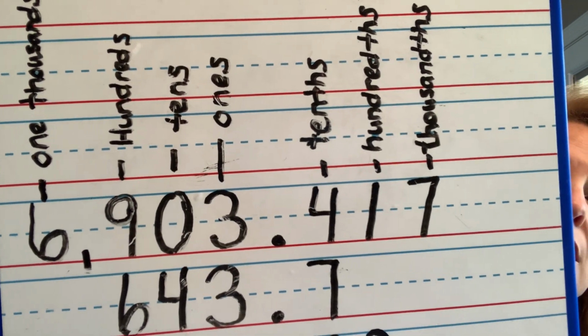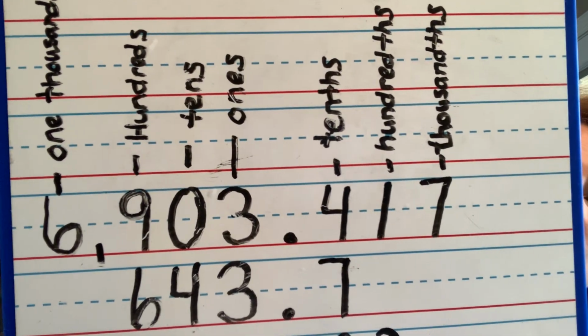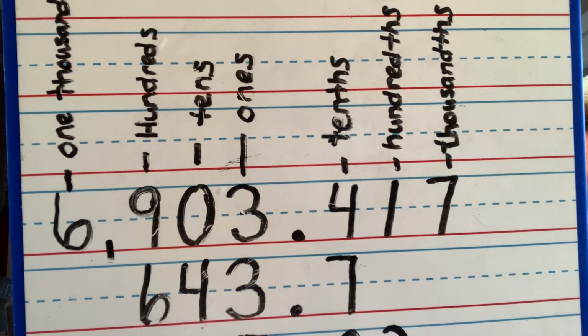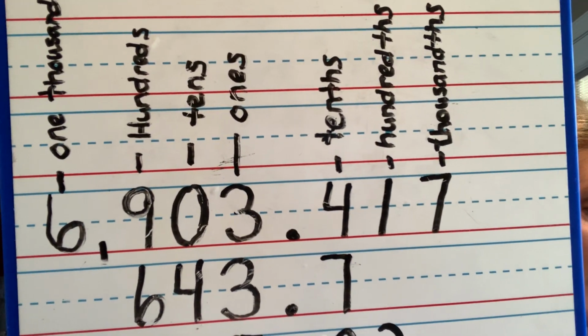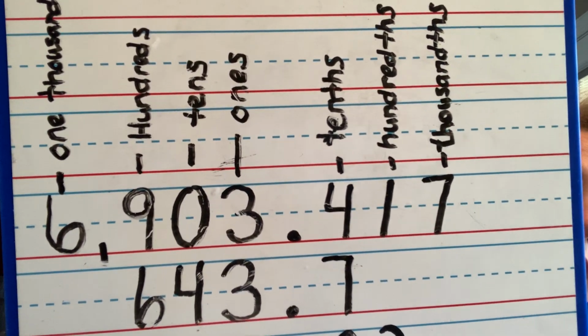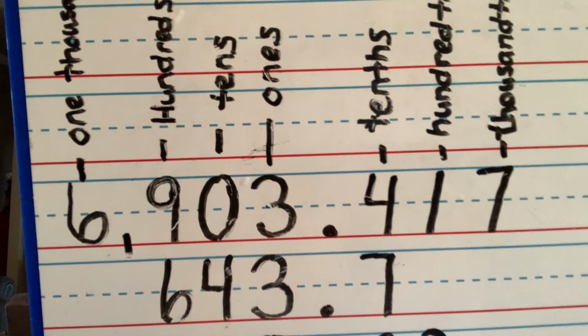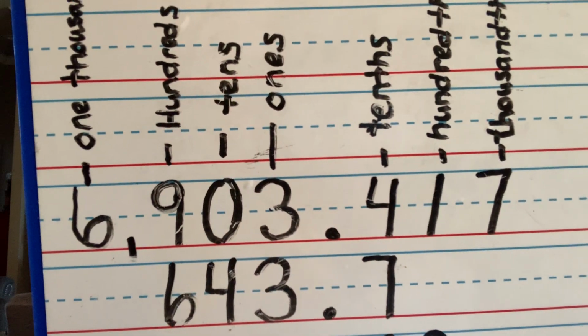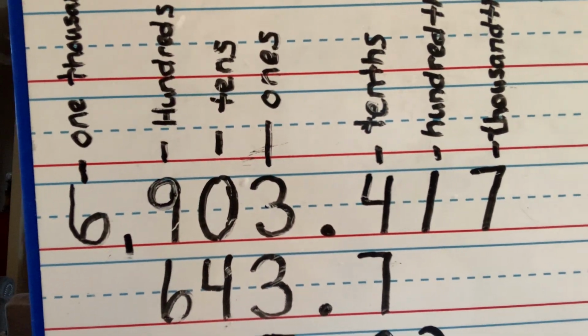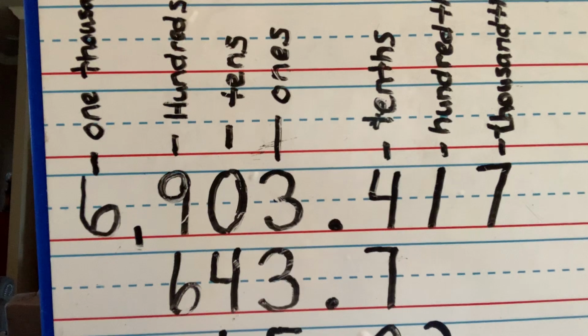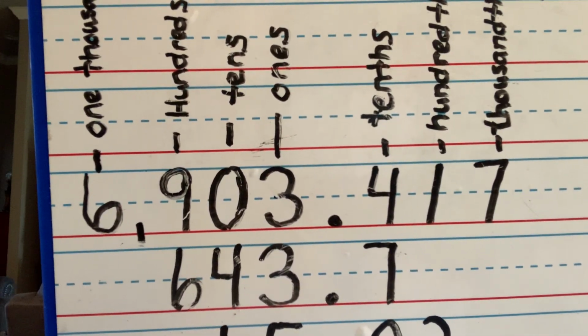If you notice, you always start at the decimal, and when you're moving, you start with the ones, the tens, the hundreds, then 1,000, then it would go 10,000 and 100,000s. Then, whenever you're moving to the left, you would have tenths, hundredths, and thousandths. So the 4 would be in the tenths place, the 1 would be in the hundredths place, and the 7 would be in the thousandths place.